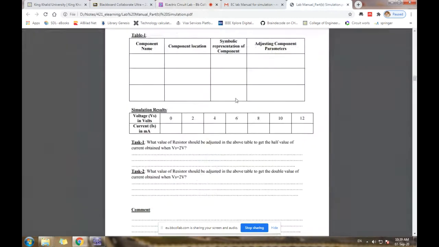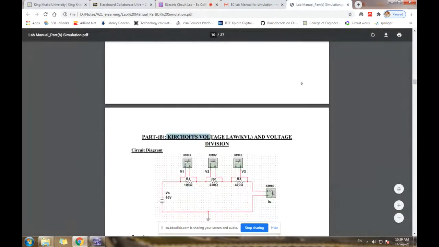Okay, so let us proceed to the next part, which is Kirchhoff's voltage law.